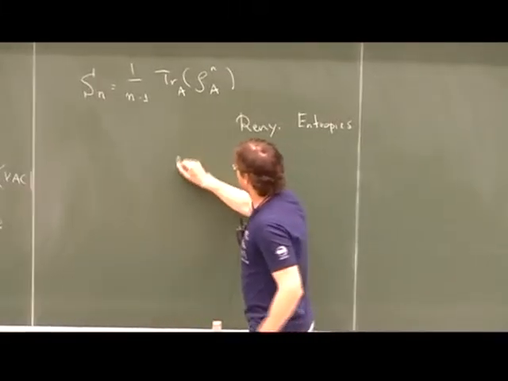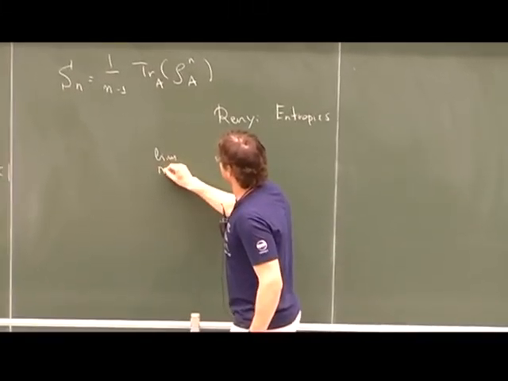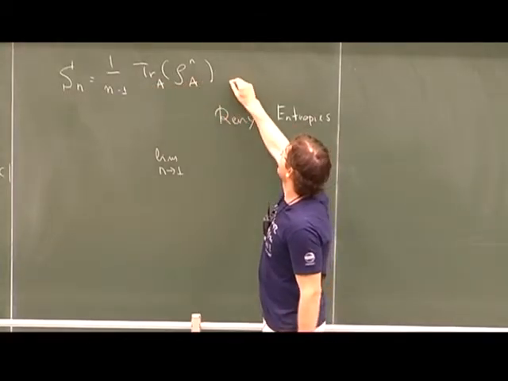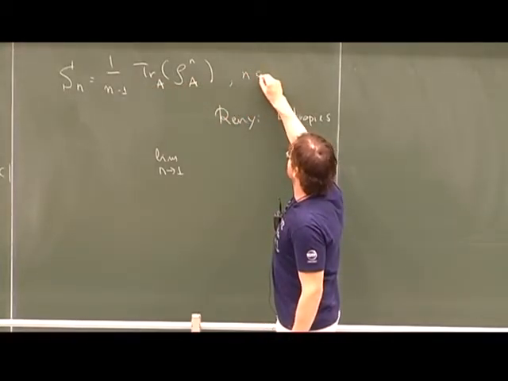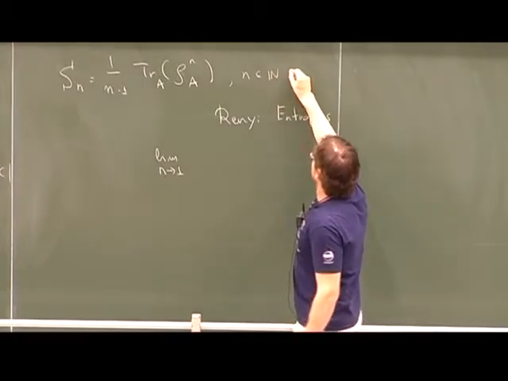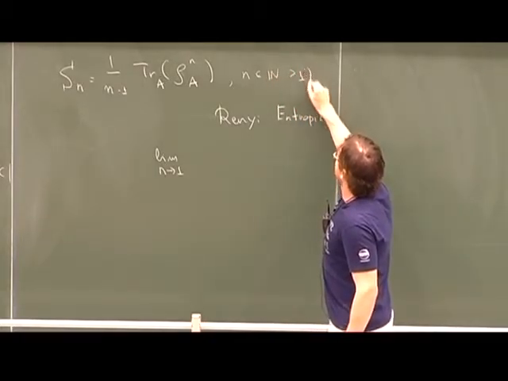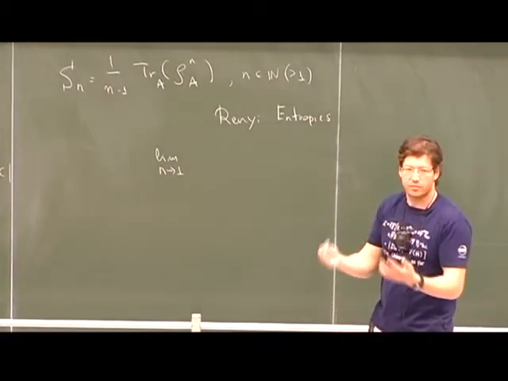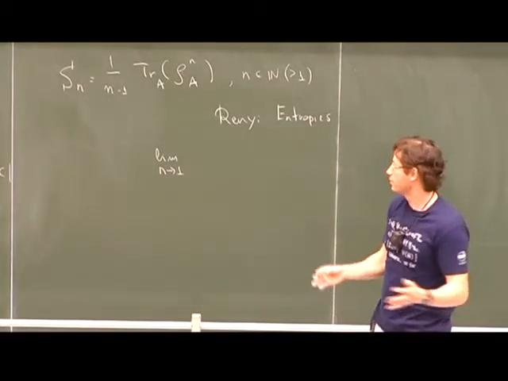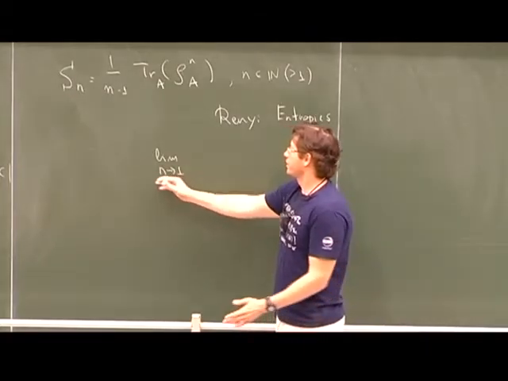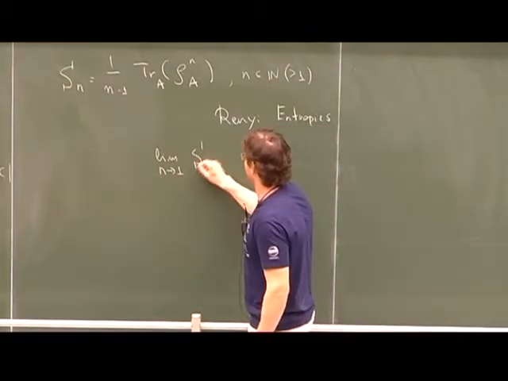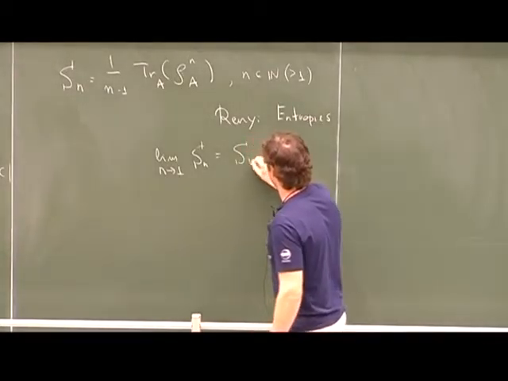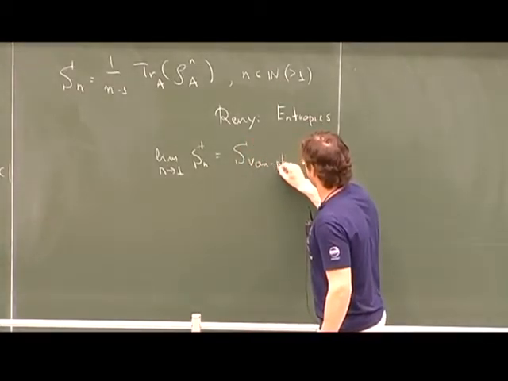Now, the limit of n going to 1 is a little bit subtle. You see, it's only defined for n, which is an integer bigger than 1. Strictly speaking, that is when it's defined. But one can hope that there is a useful analytic continuation to any n. In particular, one can study the limit of n going to 1 of Sn. And that would be just the von Neumann entropy. That's the definition of the von Neumann entropy.